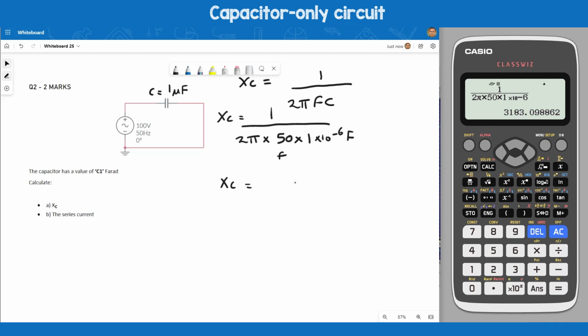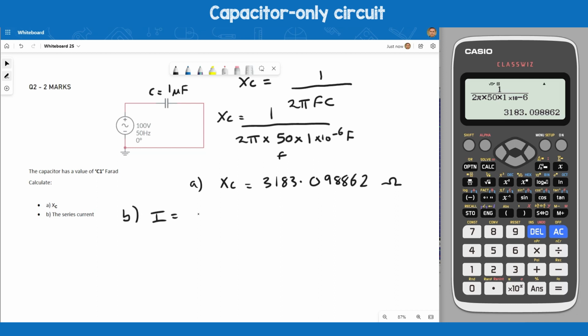That's the capacitive reactance. So XC is equal to 3,183 and the rest, 0.098862 ohms. So that's how many ohms are opposing the current flow. I would keep it like this for now unless you're told to round to a certain amount of decimal places straight away, so that's part A. Straight away we can do part B, the series current.